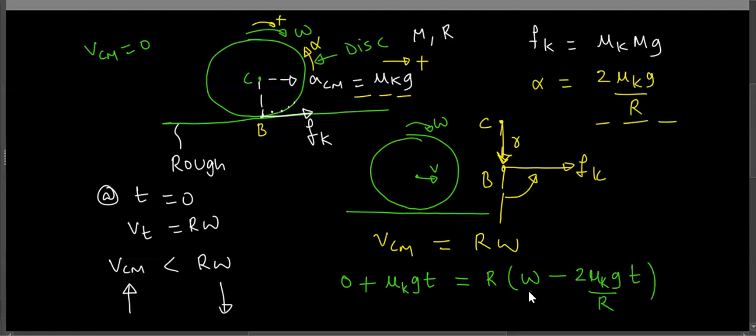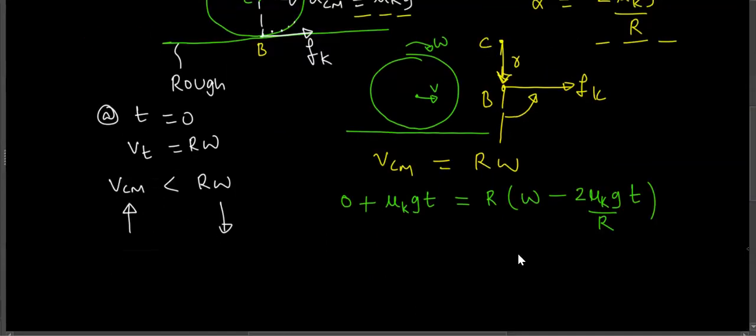You follow this? Now here, if you look at the time, we get r omega by 3 mu k g. This is the time in which the pure rolling starts. Now, if you want velocity, we can find the velocity of center of mass. If I substitute mu k g t here, I'll get r omega by 3. Are you able to follow this? Okay.